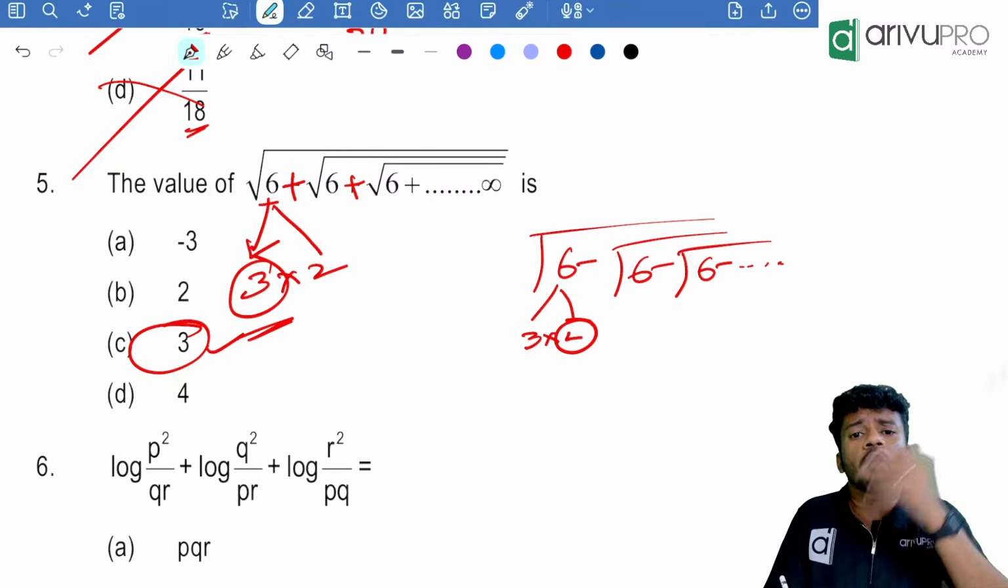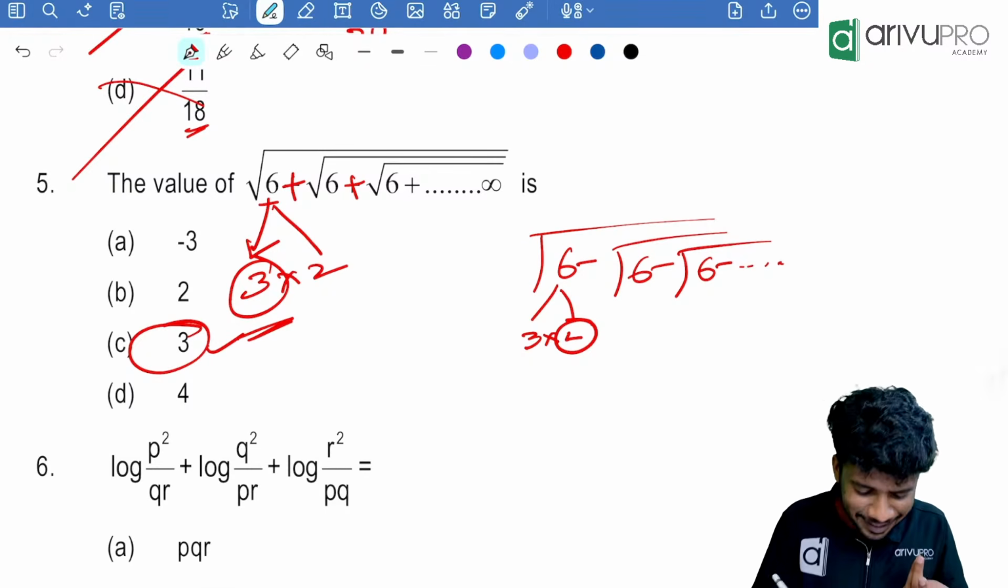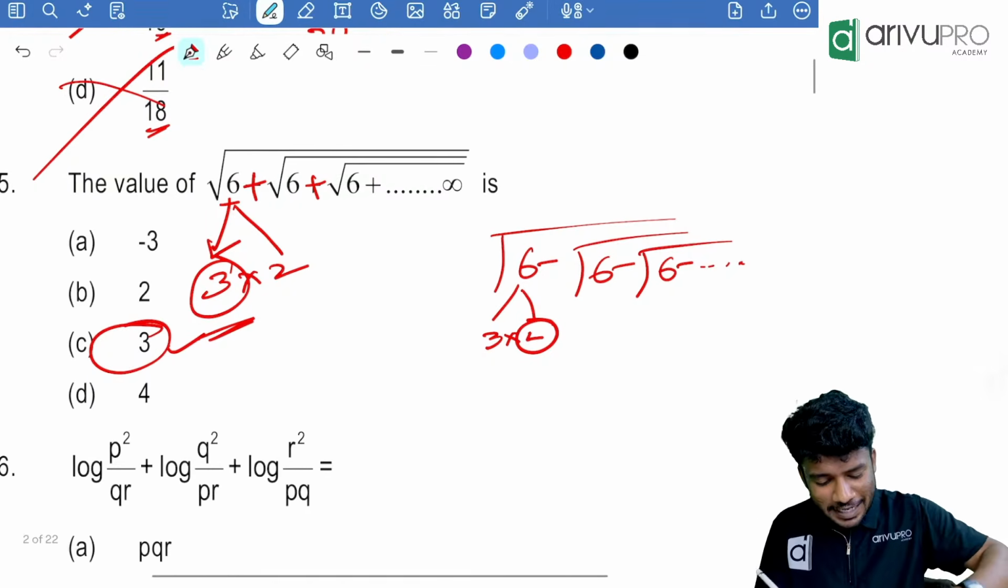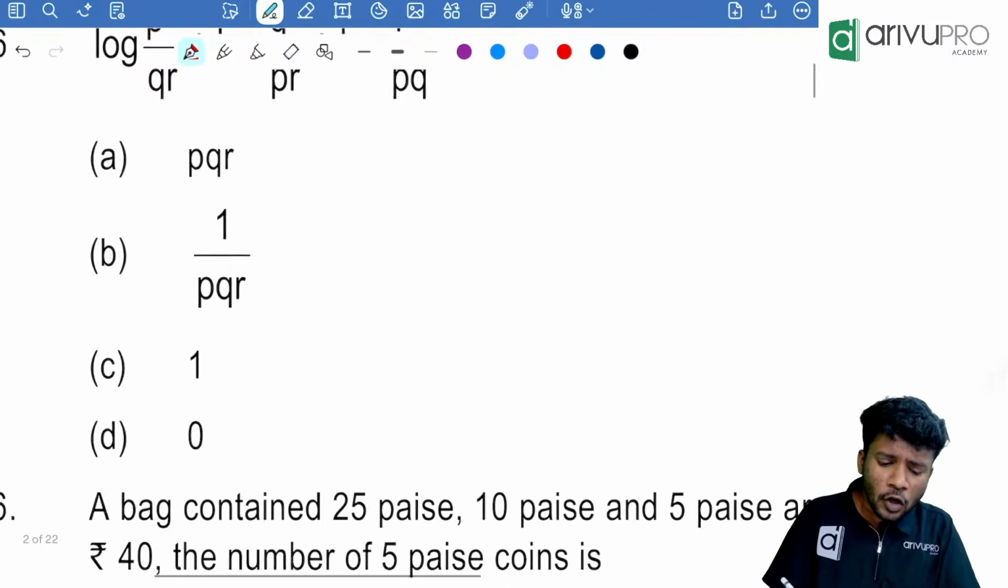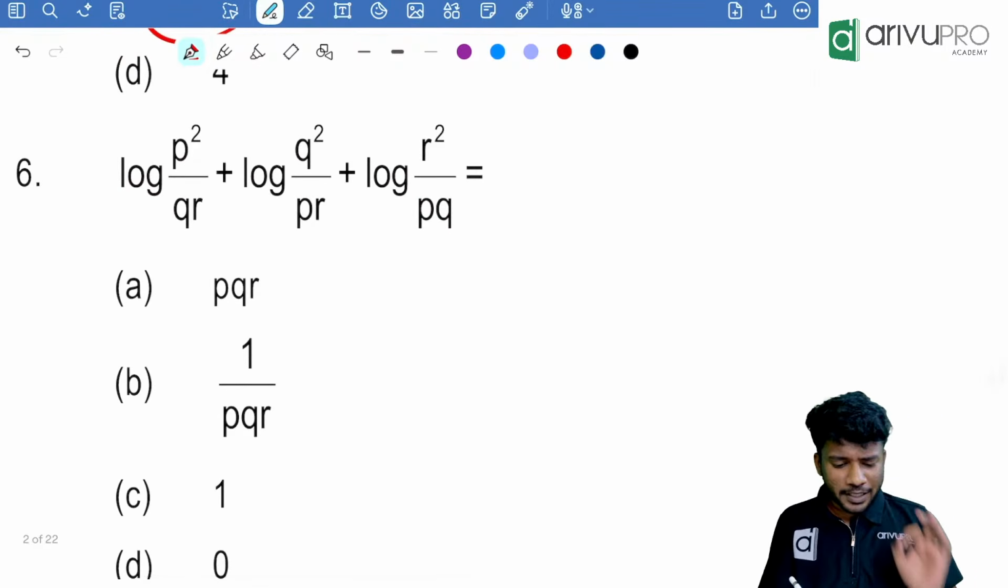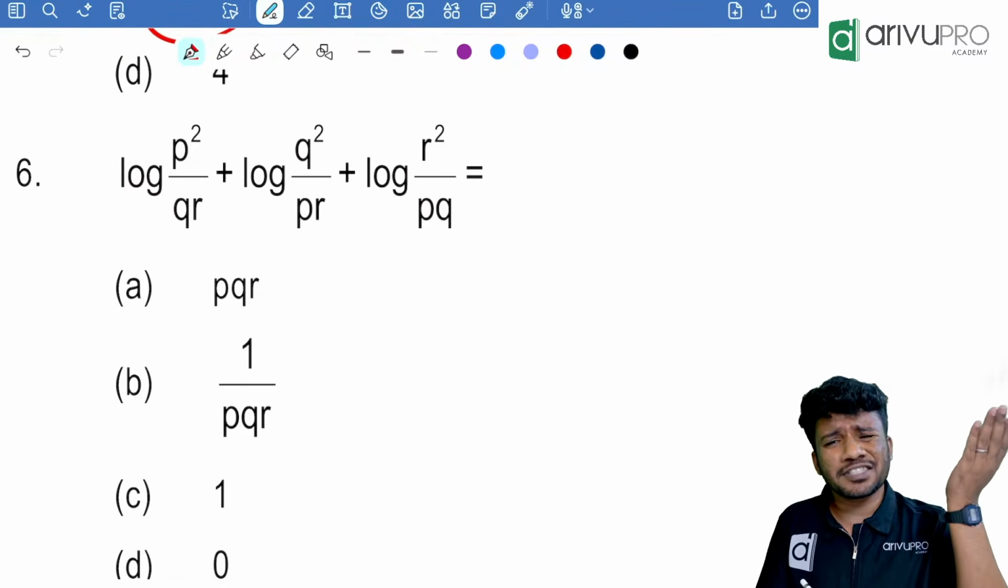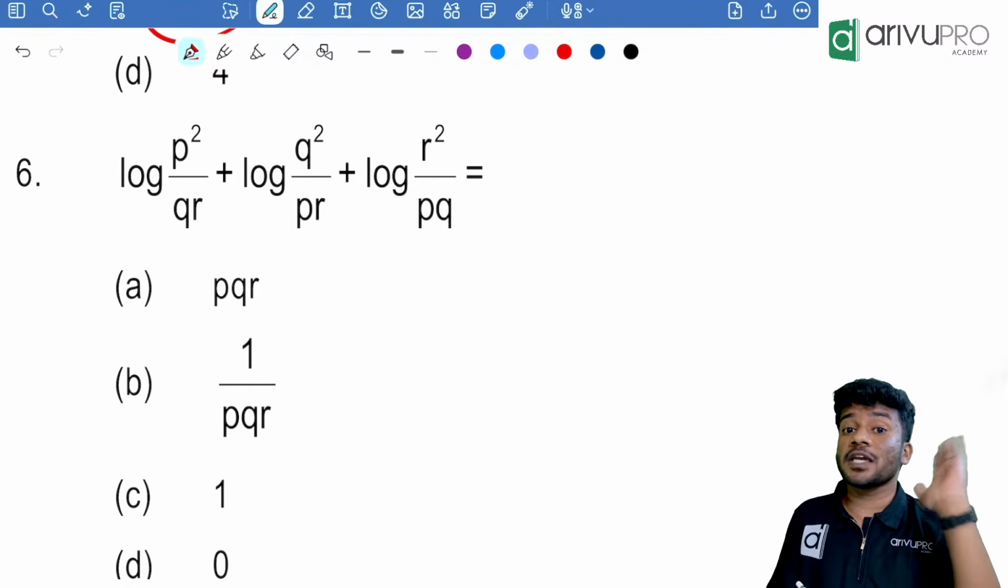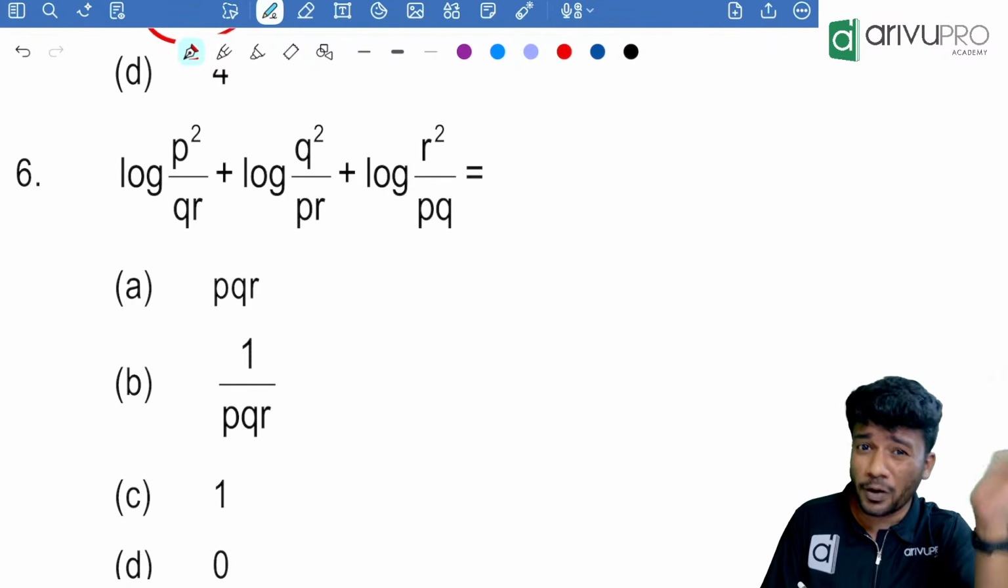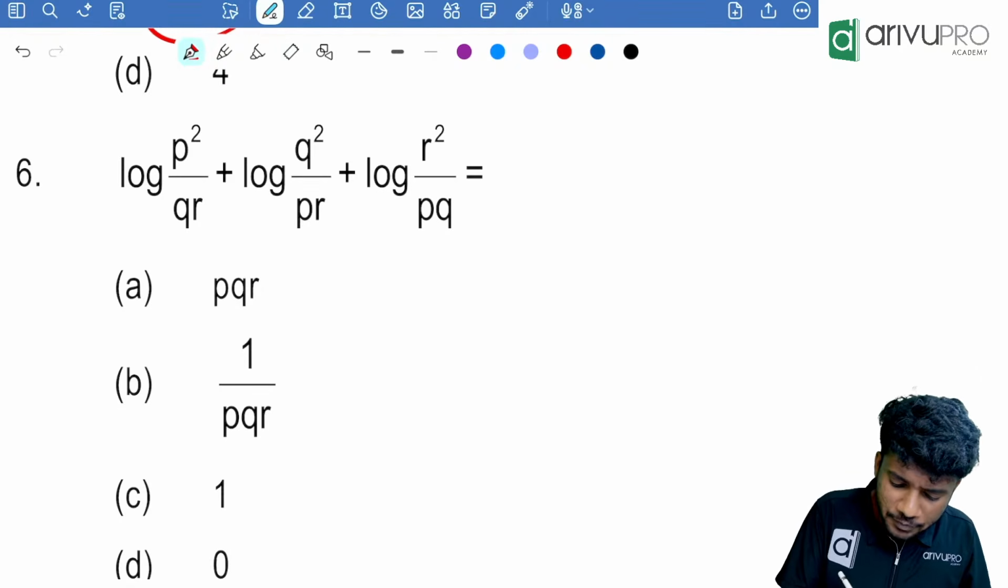You would have taken the smaller number 2 as the answer, but here directly you can take it as 3. Now next question. Log of p square divided by qr. Let's look at what is happening now. We are using the summation property of logarithm, or product rule of logarithm. Look here. What will happen?